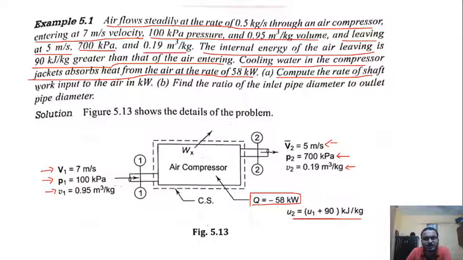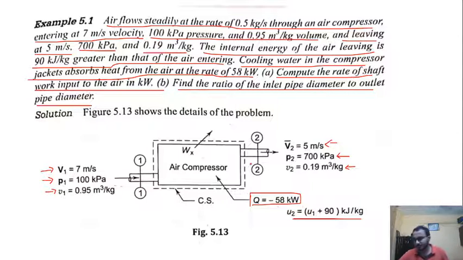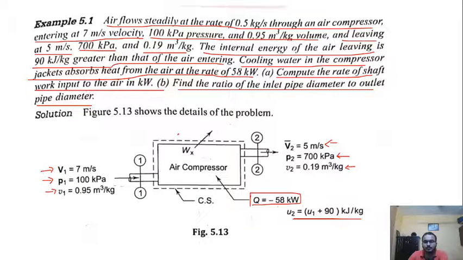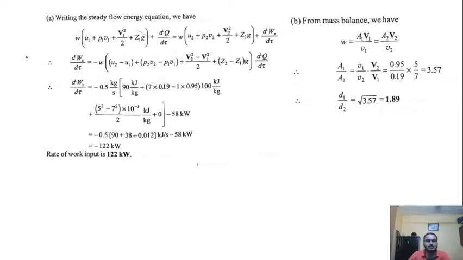Compute the rate of shaft work input to the air in kilowatt. So we need to calculate the shaft work input, and second is the ratio of inlet pipe diameter to outlet pipe diameter. So this is the question, and here we have already seen the arrangement for this problem. Now let's solve this problem.